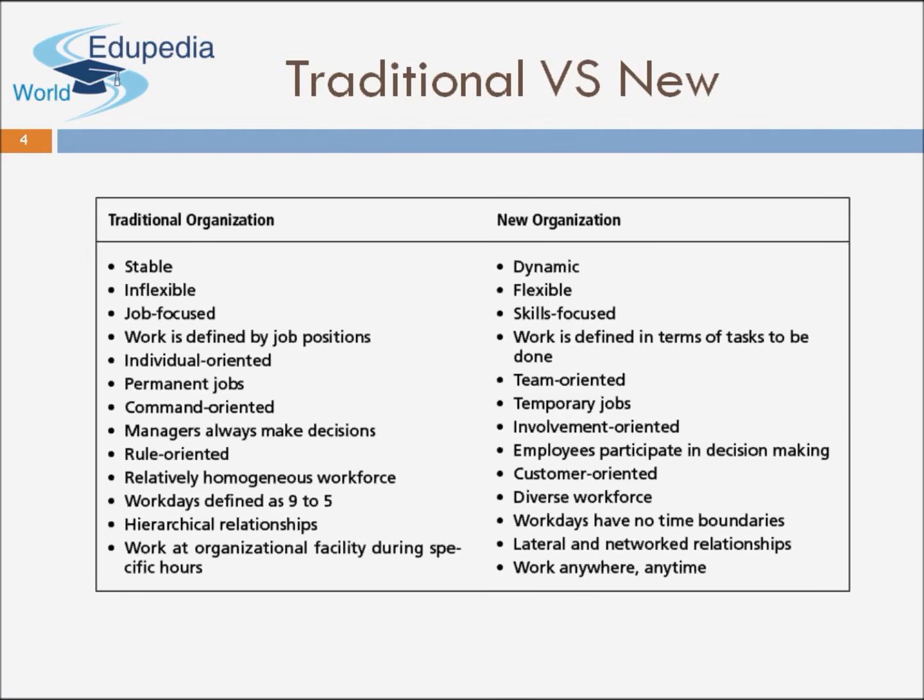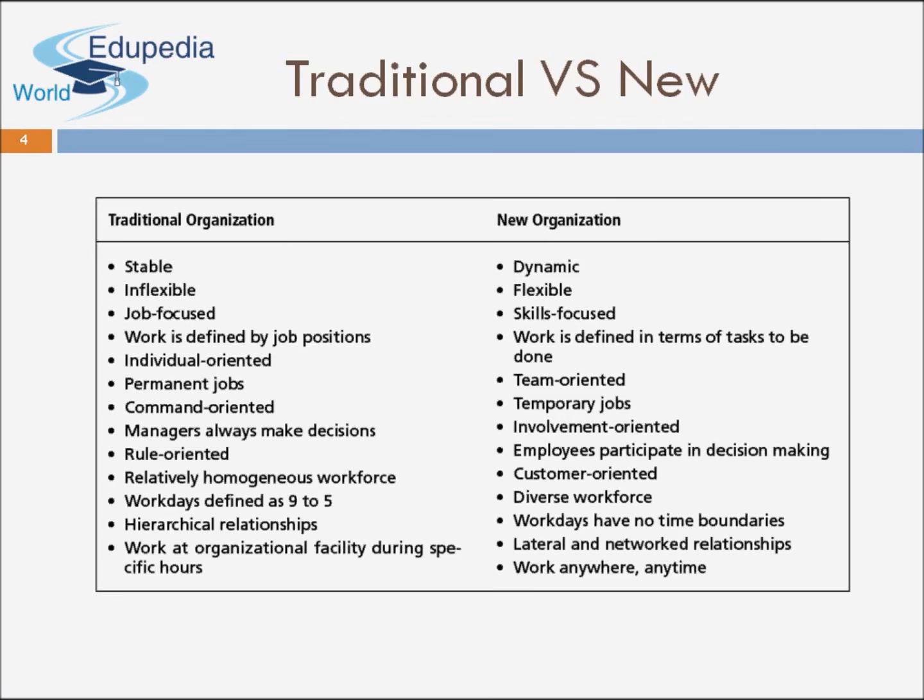Traditional organizations were individual oriented, whereas new organizations are team oriented. People work in teams. These teams can be virtual teams, these teams can be cross functional teams. Depending upon the requirement of the organization, teams are made and people work in the teams. Traditional organizations were command oriented, whereas new organizations are involvement oriented.